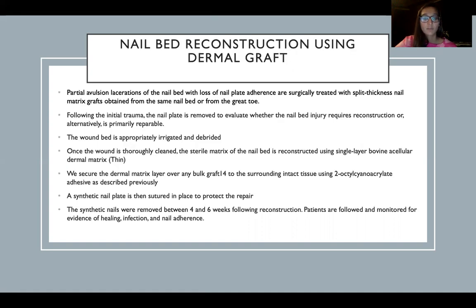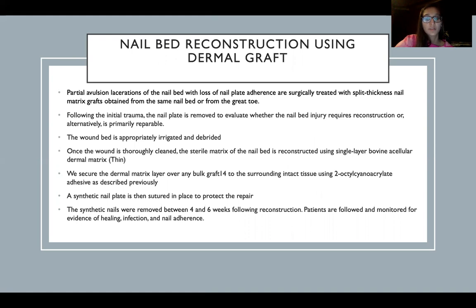So as mentioned before, partial avulsion lacerations of the nail bed with loss of nail plate adherence can surgically be treated with a split thickness nail matrix graft obtained from the same nail bed or from the great toe. So following the initial trauma, the nail plate is removed to evaluate whether the nail bed injury requires reconstruction or if instead it is primary repairable. The wound bed is appropriately irrigated and debrided.